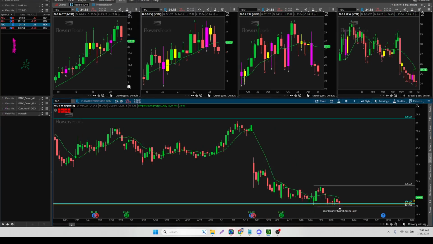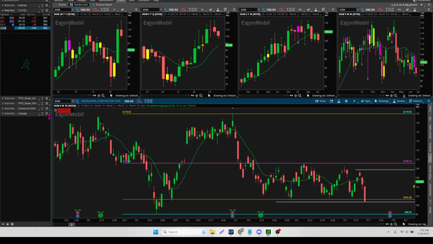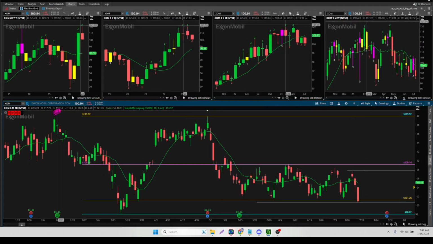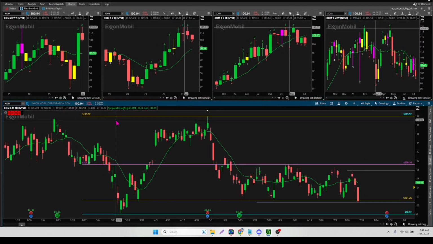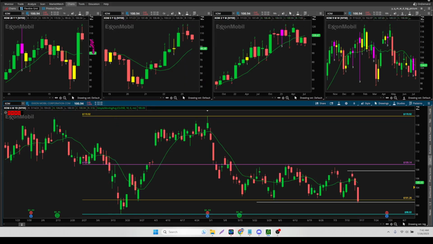Let's see. I had one more. ZOM. ZOM is an interesting one. Again, full time frame continuity to the downside here. You can see that we have full time frame continuity to the downside.